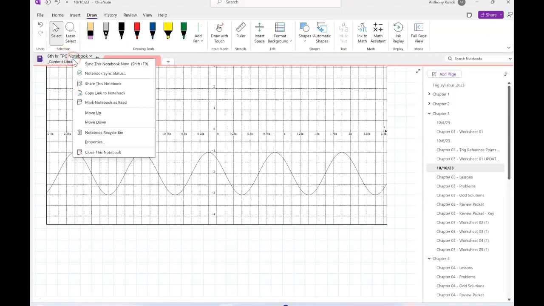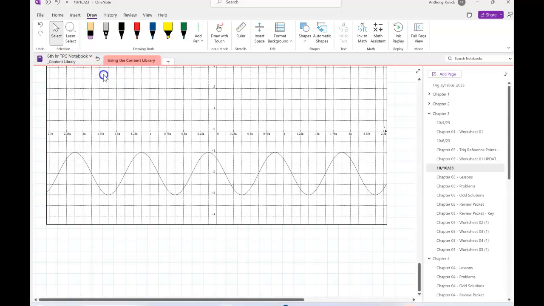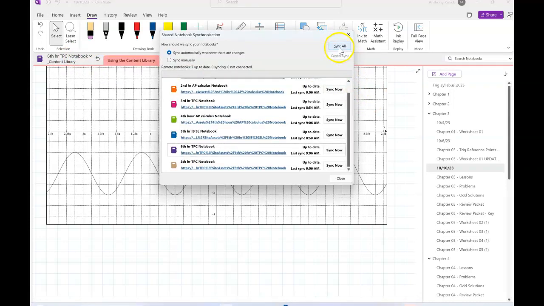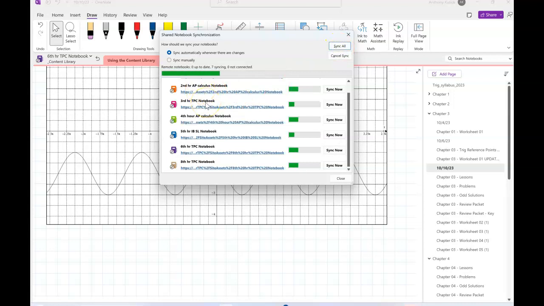So right click up here and hit sync status and hit sync all and tell me if you're getting the errors underneath.